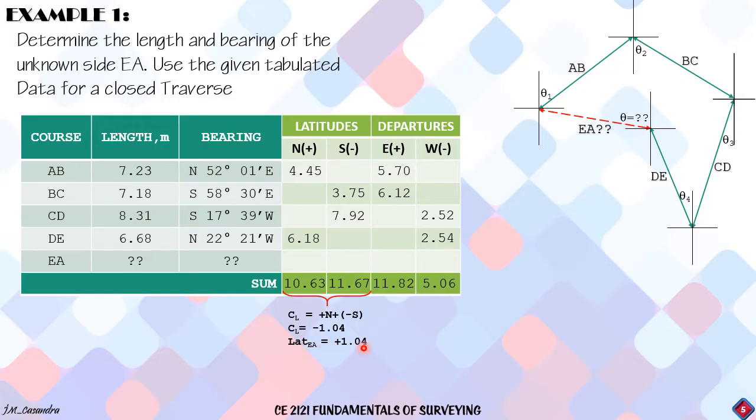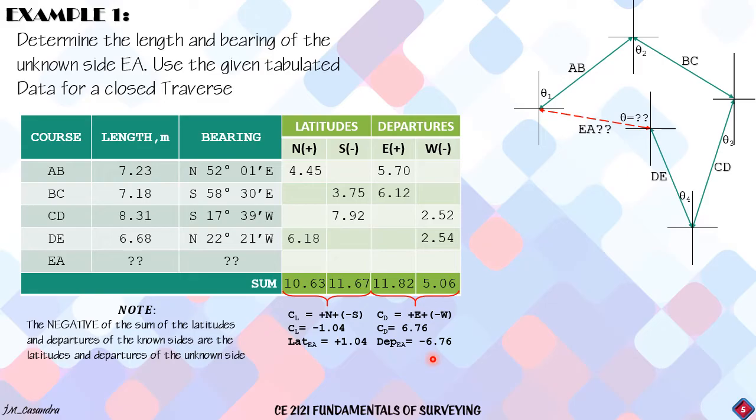So next, for the departure sum or algebraic sum of the departures, we have now CD, and it will give us a value of 6.76. Negative value of CD is the departure of EA. So it is now negative 6.76. So the departure of EA is a westing.